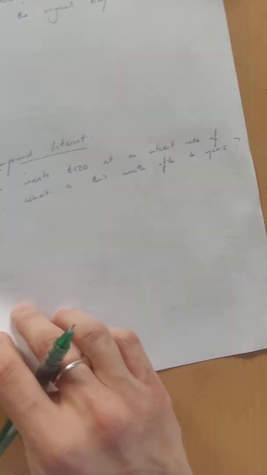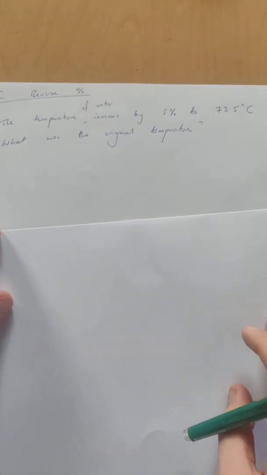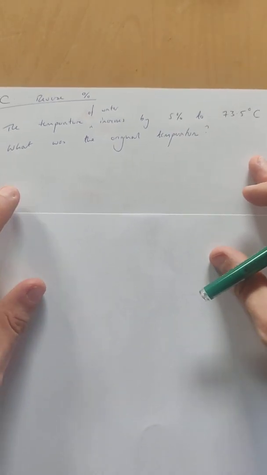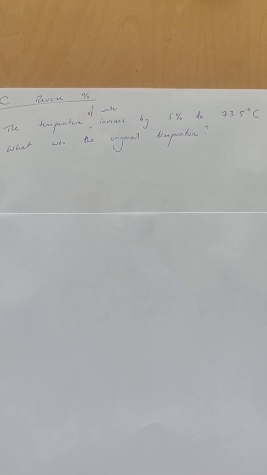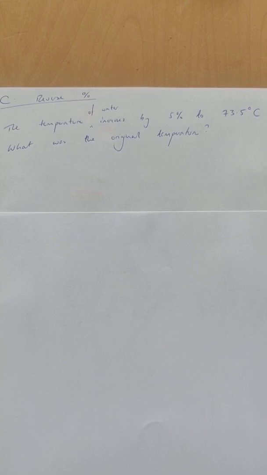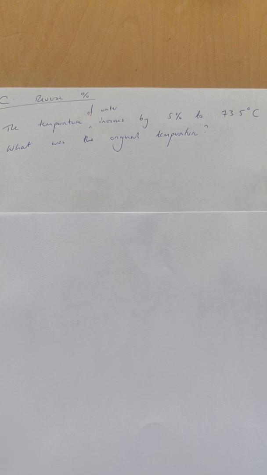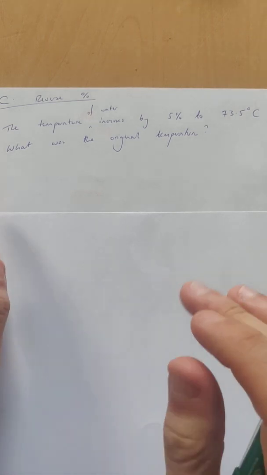Part 3. Sorry, my slightly low-tech bit gets complicated now. Reverse percentage. So a percentage change has happened. How do I go backwards to the original value? The temperature of water increases by 5% to 73.5 degrees centigrade. What was the original temperature? First thing here, this is the one that's really different. We have to get the first bit right.